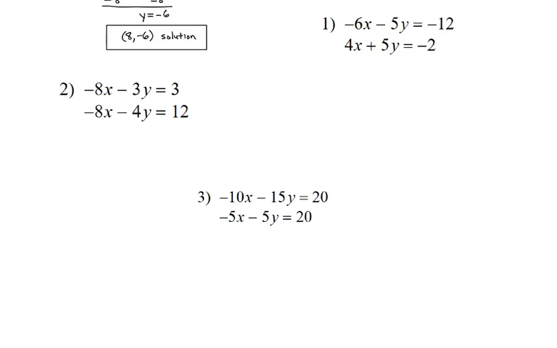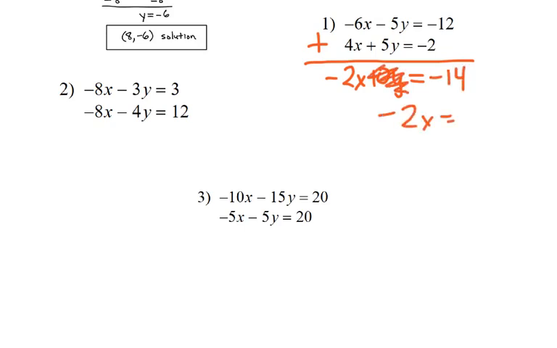Then I decide, do I add or subtract? Well, I've got negative 5y and positive 5y. If I add those, that would give me 0y. So I add everything else. Negative 6 plus 4 is negative 2x plus 0y. Negative 12 plus negative 2 is negative 14. We eliminate the y, and negative 2x equals negative 14. Divide by negative 2, x equals positive 7.